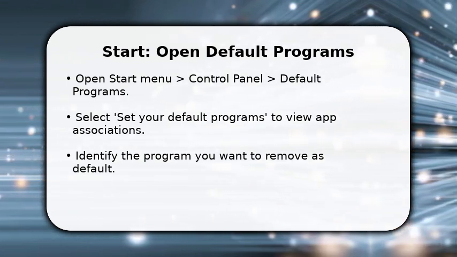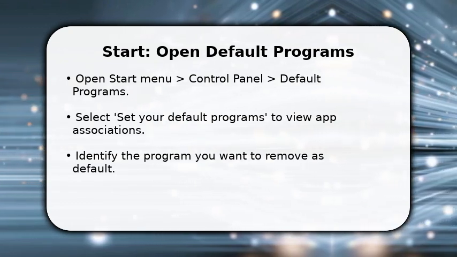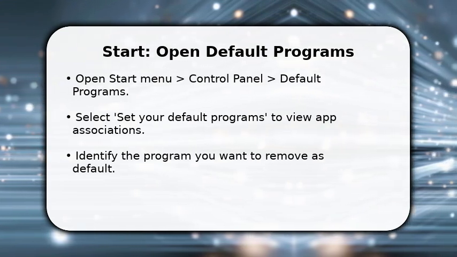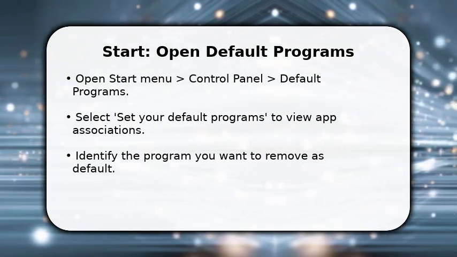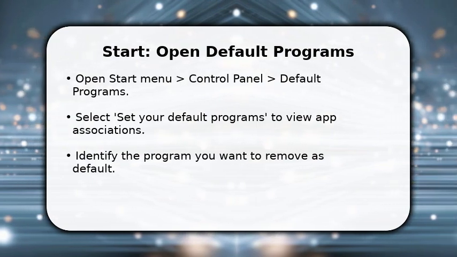Make sure to identify the specific application you want to remove as default. Knowing the app name avoids accidental changes. You're starting the process now so you can change associations cleanly. Follow the next step to unassign file types and take control of.